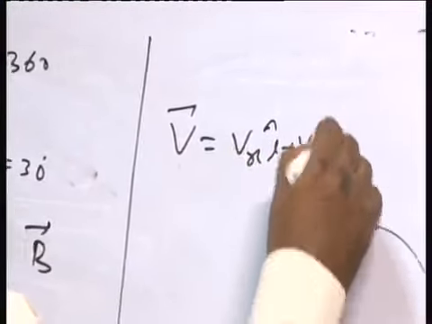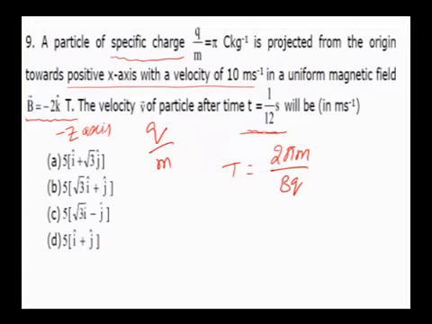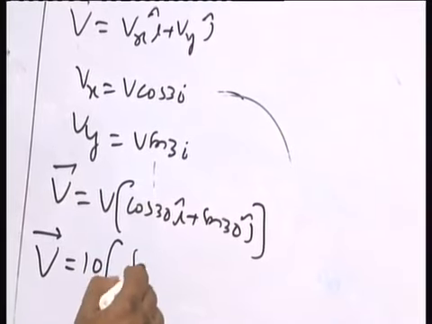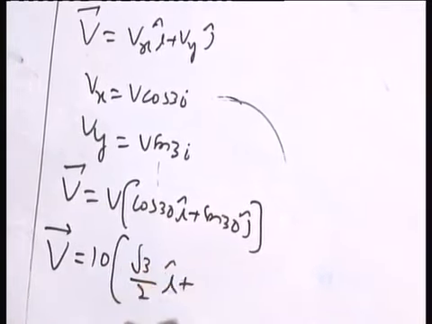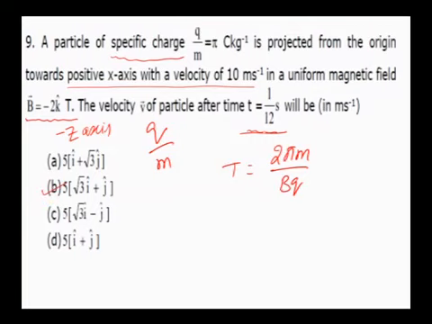Hence vector v equals, in the question you can see v is given as 10 meter per second, 10 into cos 30, which is root 3 by 2, i cap plus sin 30, which is 1 by 2, j cap. Therefore I can write v equals 5 into root 3 i cap plus j cap. So this is the answer. In 1 by 12 second, the velocity of the particle is v equals 5 into root 3 i cap plus j cap. Hence we will take the second option. Now we will move to the next question.